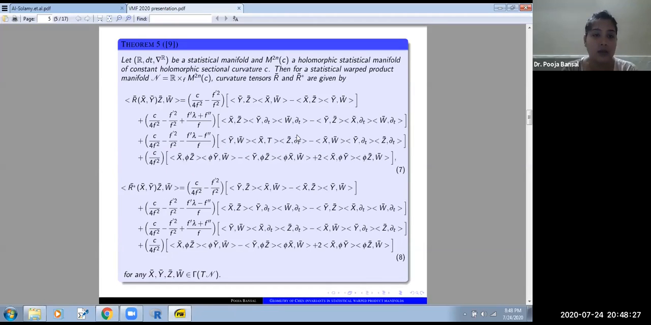Now let R be a statistical manifold and M be a 2n-dimensional holomorphic statistical manifold of constant holomorphic sectional curvature c. Then for a statistical warped product M̄ defined by R ×_f M, with the warping function f, the curvature tensors R̄ and R̄* are given by equation 7 and equation 8 respectively.